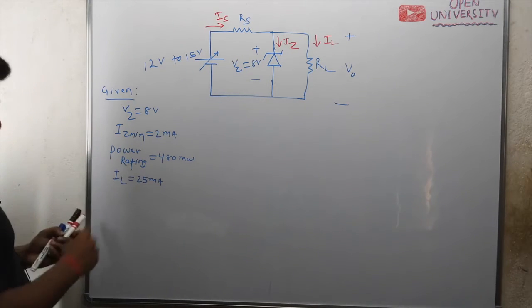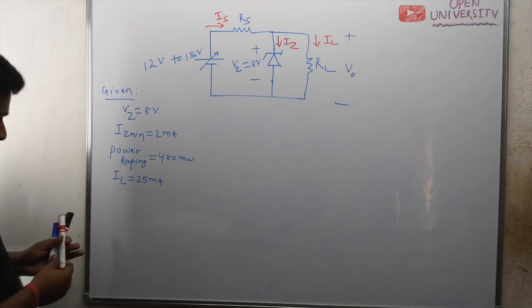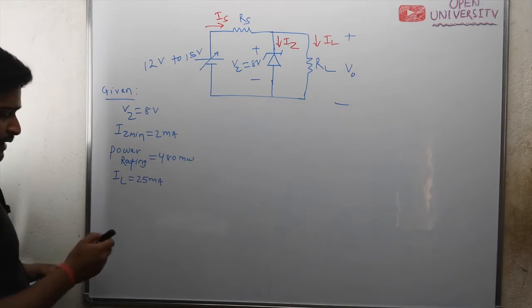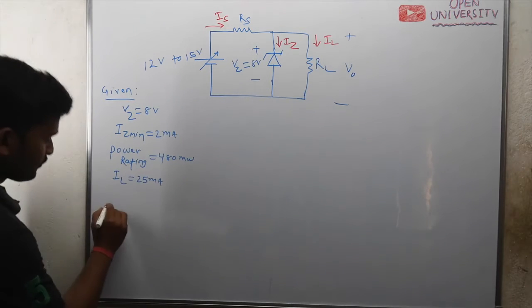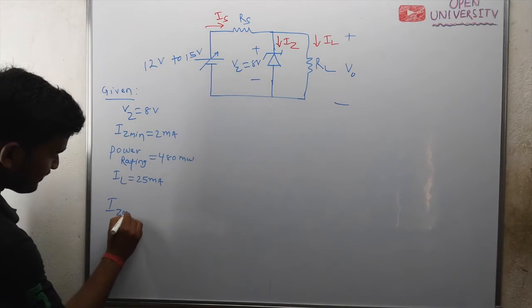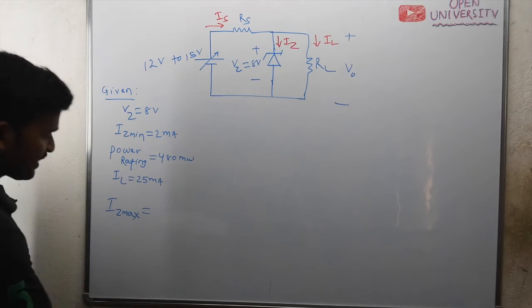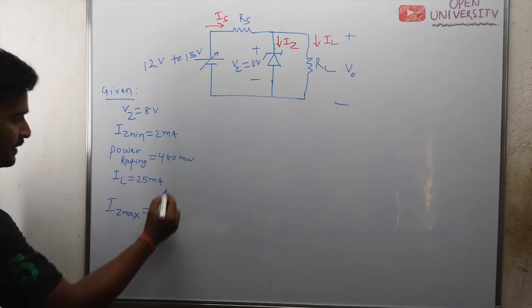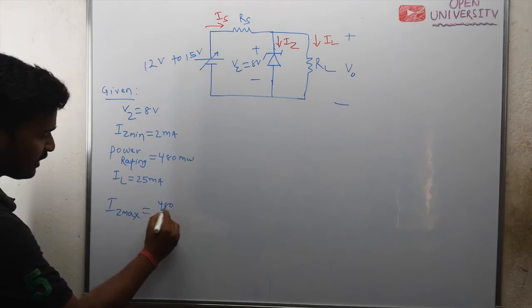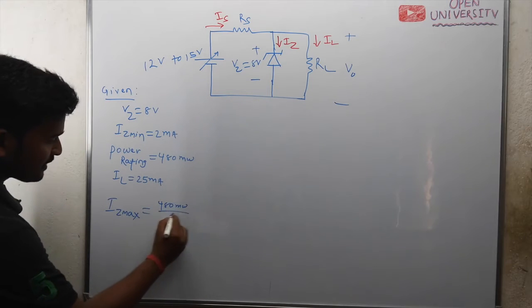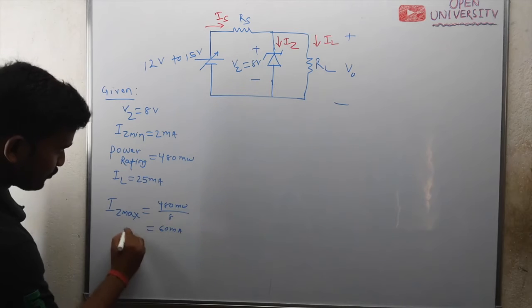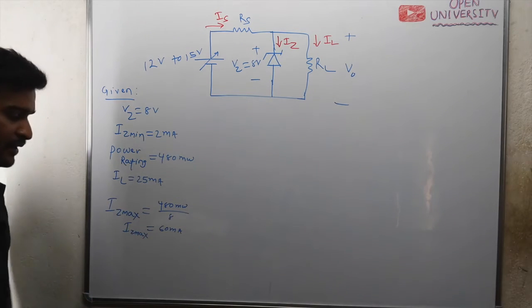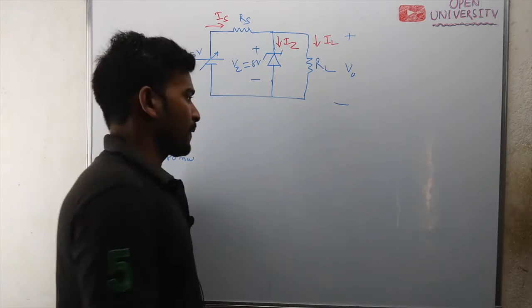From this power rating, can you obtain the value of IZ max? IZ max will be power rating divided by VZ, that is 480 milliwatt by 8 volt, which is 60 milliampere. So your IZ max, the maximum Zener current, is 60 milliampere.